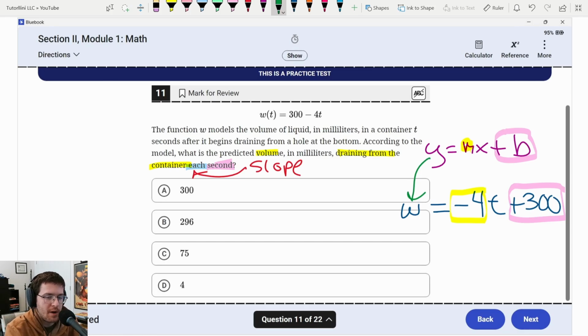Anyway, that word each or per, if you see that, it's probably talking about slope. So the slope is negative 4. The answer is just positive 4, simply because it already says draining. When you phrase the negative in your English language talking, you don't have to write the negative.